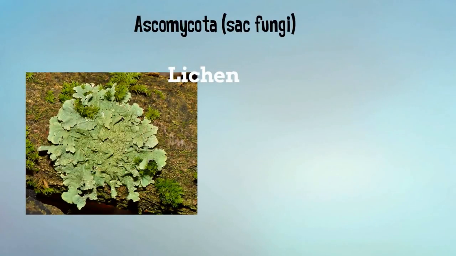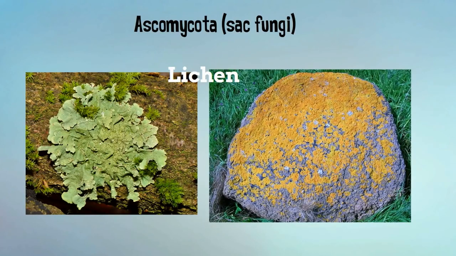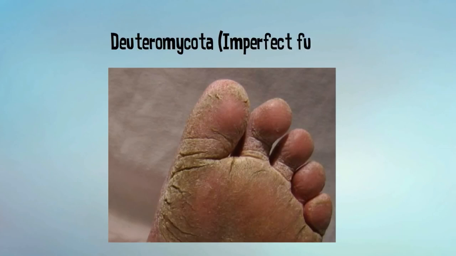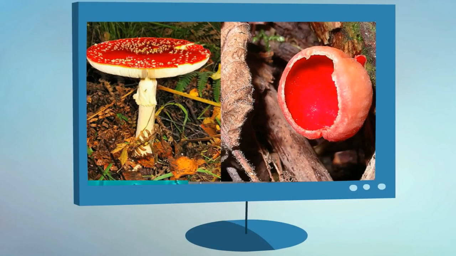Next are sac fungi. These fungi produce reproductive spores in a sac-like structure. Common examples include yeast, mildew, and lichen. And finally, you have the imperfect fungi. This group is like your junk drawer of fungi. The fungi that don't really fit anywhere else go here. However, each of these fungi reproduce asexually. Athlete's foot is an example. And finally, fungi can reproduce both sexually and asexually.